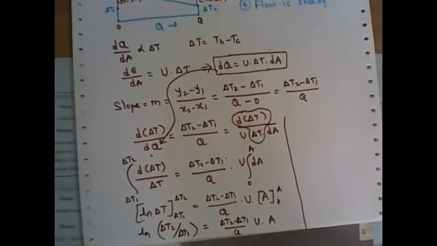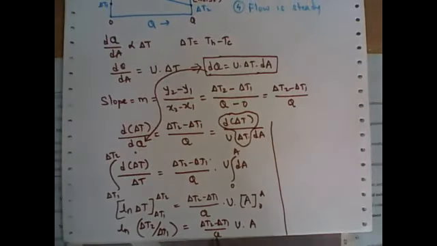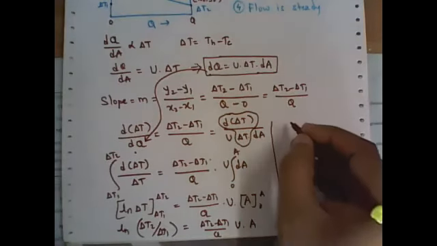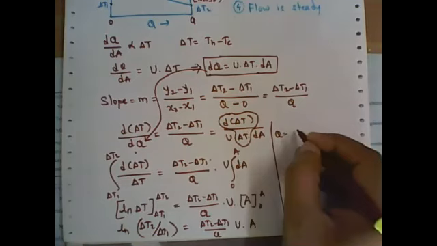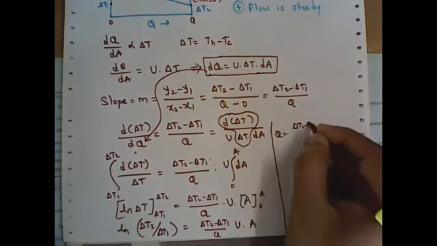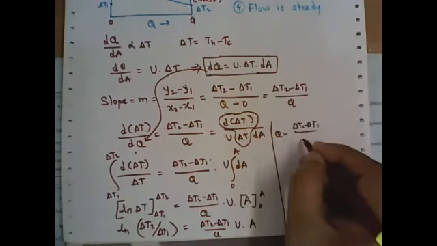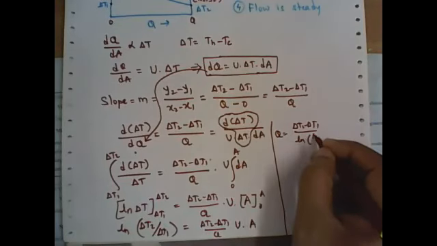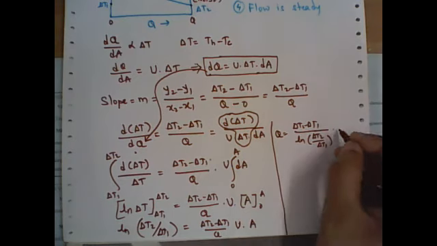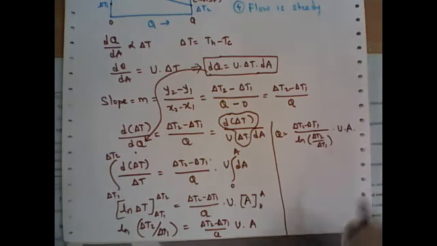So we are rearranging the equation now, with this Q on the left hand side and the other parameters on the right hand side. So Q equal to delta T2 minus delta T1 upon ln of delta T2 by delta T1 into U into A, right?